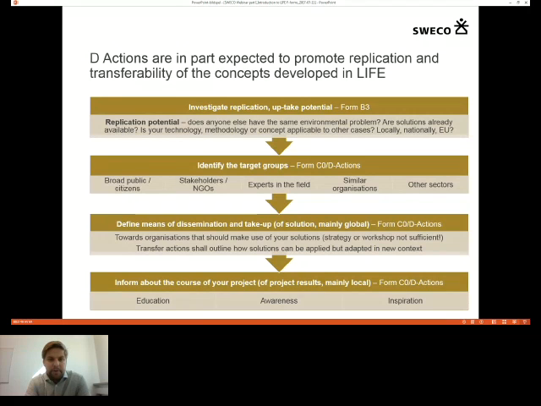Similar organizations to your own. If you're a municipality, obviously you would like to target other municipalities because you probably develop a solution that is suitable for municipalities, as well as other sectors.